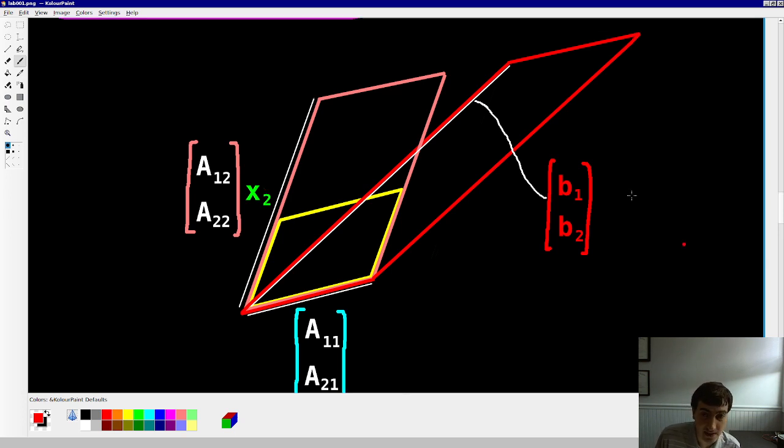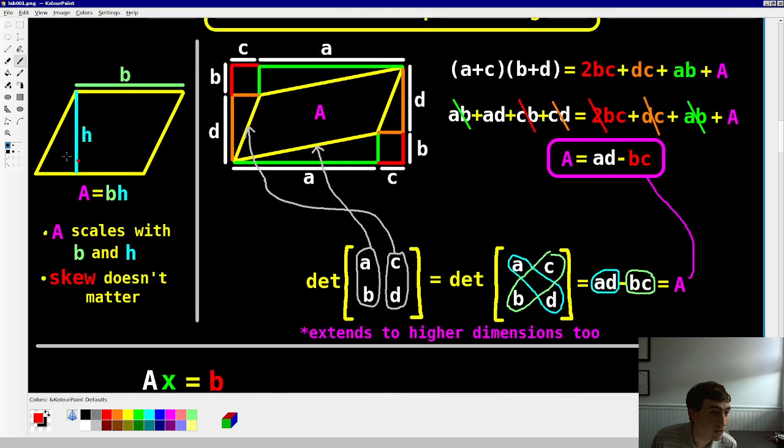In a different sense, this red parallelogram, which by the way is defined with one of the sides as the right-hand side vector, is the same area. So the area of the pink shape is x2 times the area of the yellow shape, but the area of the red shape is the same as the area of the pink shape. And why is that? It's because the skew doesn't matter. Remember that from before? The angle here doesn't make a difference. If I don't change b or h, the area doesn't change.